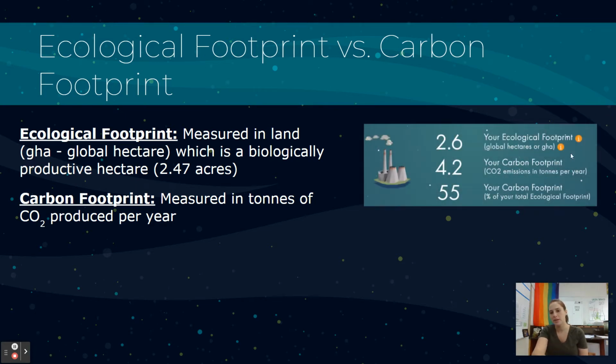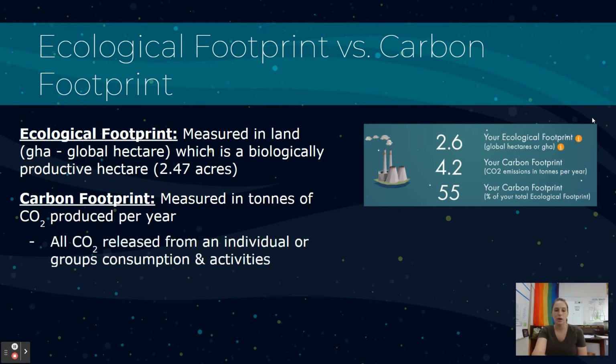So for example, this is an ecological footprint calculator that, if you took biology at Fife High School, you used this website, and we might look at this website as well. But either way, it will have these things listed, like your ecological footprint, your carbon footprint, and then how much of your ecological footprint is due to your carbon footprint. So these do go hand in hand.